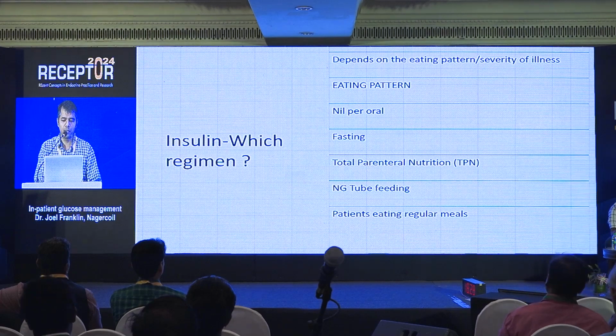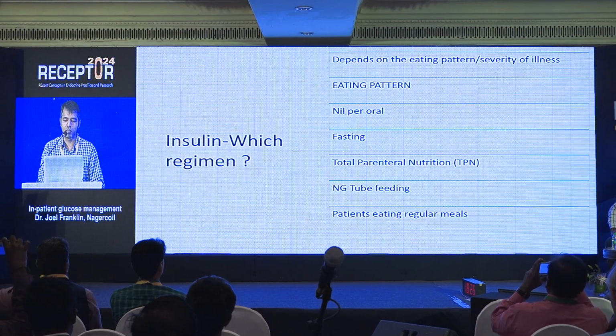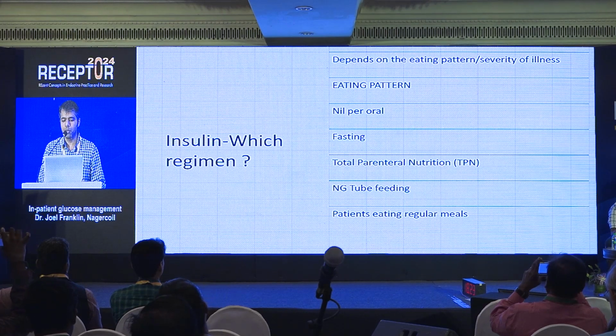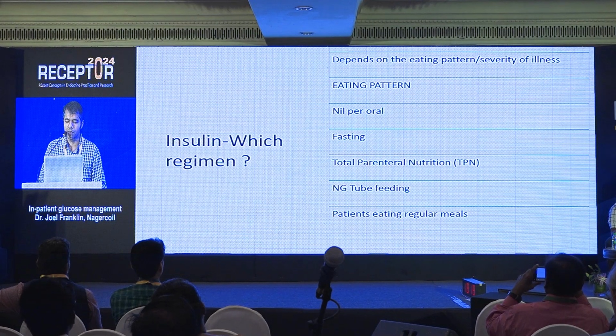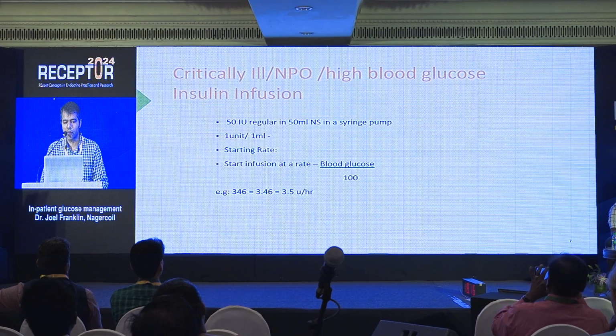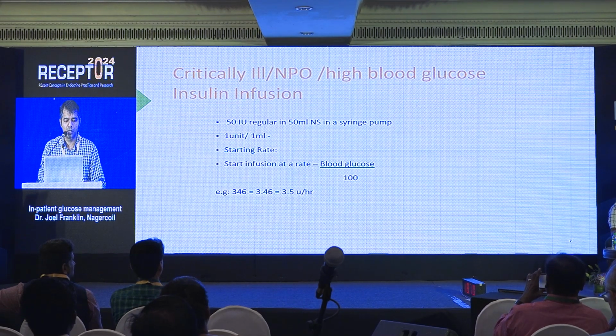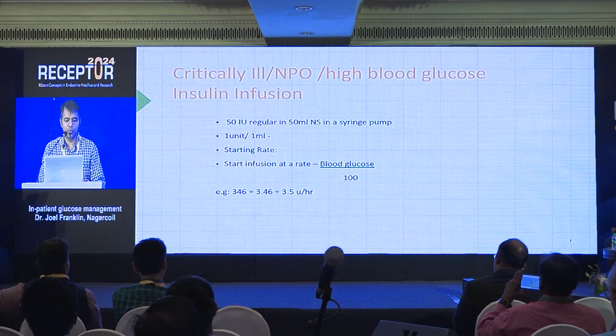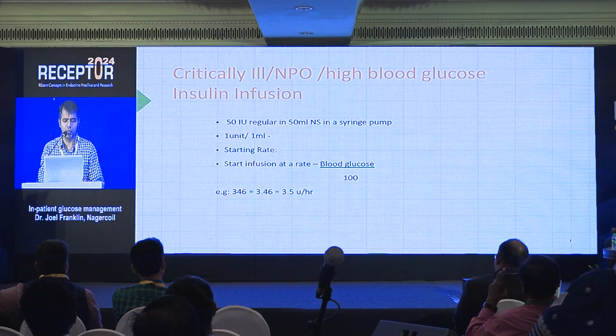So which regimen? It all depends on the eating pattern and severity of illness, whether the patient is NPO, fasting, whether the patient is on TPN or NGT feeding, or having regular meals. First, in critically ill patients or those with very high blood glucose levels, we should start insulin infusion. Dilute 50 units of regular insulin in 50 ml in a syringe with pump. Rapid-acting insulin analogs also can be used here. When you dilute this, 1 unit will be 1 ml, so 1 unit per 1 ml per hour.